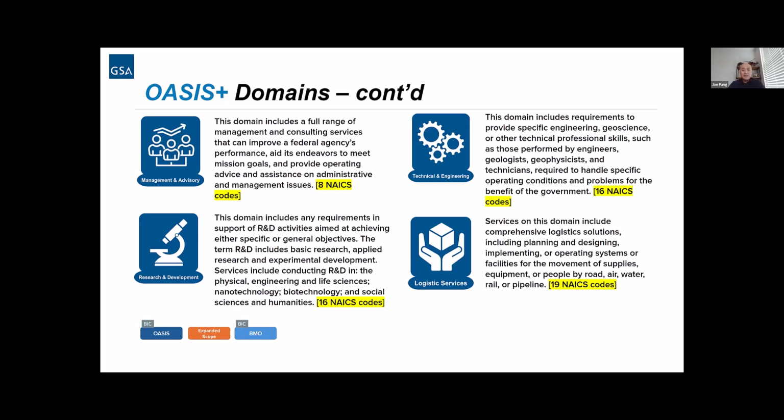And speaking of DoD, logistics service is a heavy requirement in the DoD mission, and the logistics service domain revolves around the planning, designing, implementing, and operating of these logistics systems so you can move supplies, equipment, people, by any means necessary around the world. And this key right here shows you that the OASIS or best in class, these were all legacy requirements or solutions offered under OASIS. On the next slide, we'll touch upon the expanded scope and the BMO.